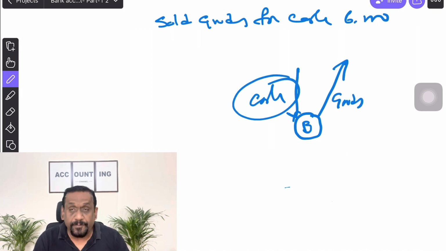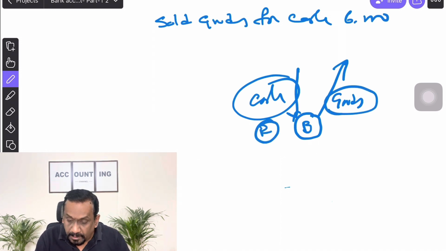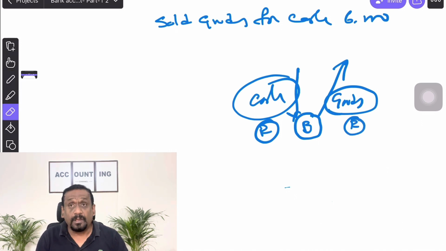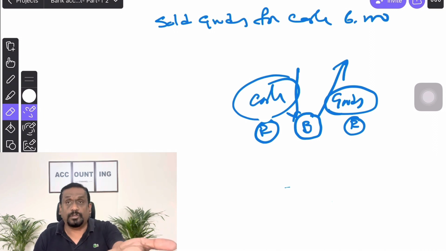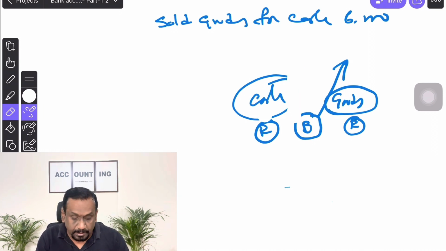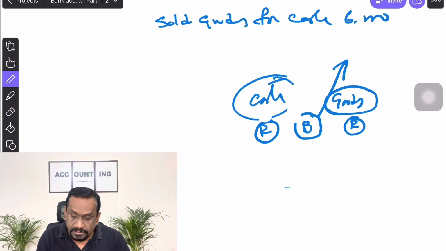Cash comes under what type of account? Real account. Goods comes under what type of account? Goods is also an asset. It comes under real account. You need to refer my previous video so that you will get to know all examples I have given in my previous video. So cash is the real account. What is the golden rule in real account? Debit what comes in, credit what goes out. Here what is coming in? Cash coming in, right? Cash is coming in here. So you need to debit cash account for 6,000.